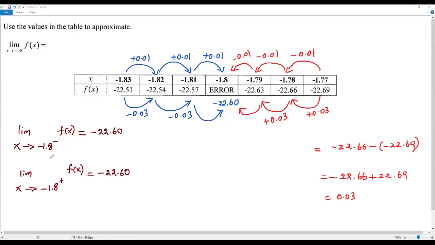So the left side limit at negative 1.8 and the right side limit at negative 1.8 are both finite, and they are equal. Since both of them are finite and equal, the ordinary limit, the limit as x approaches negative 1.8 of f of x, must be equal to the same value we got over here, that is negative 22.60. So the evaluation of the given limit is negative 22.60.